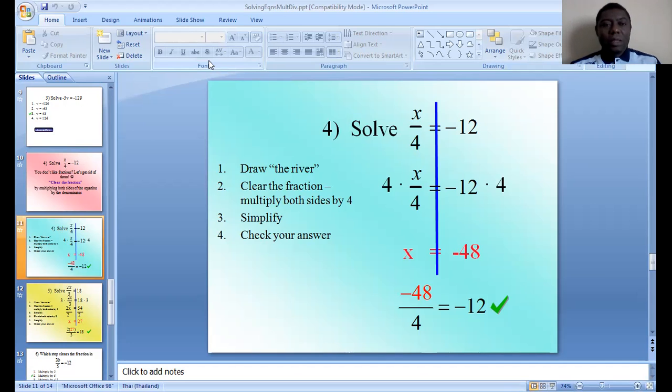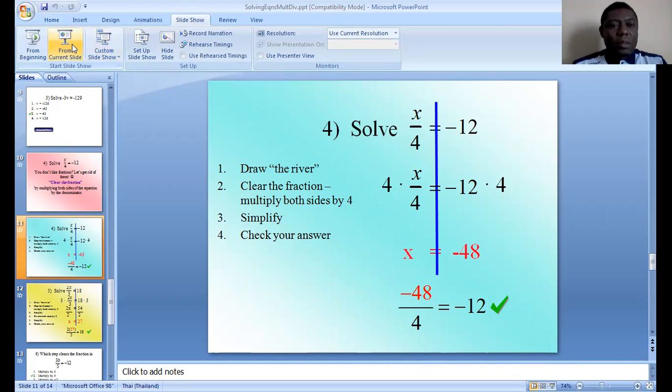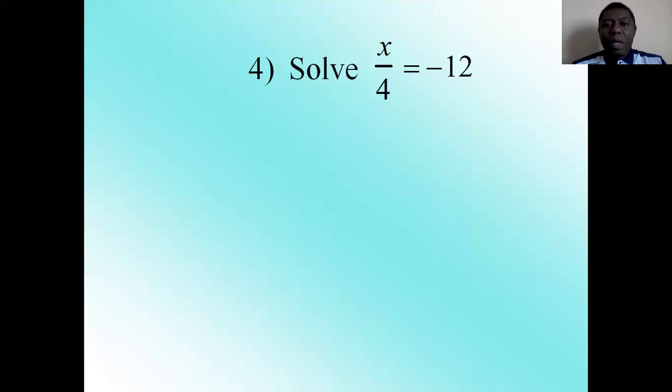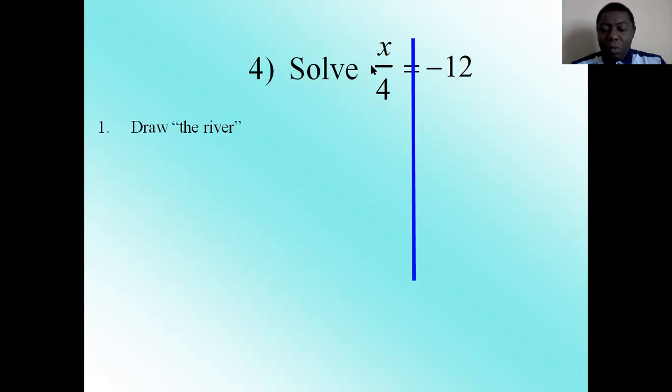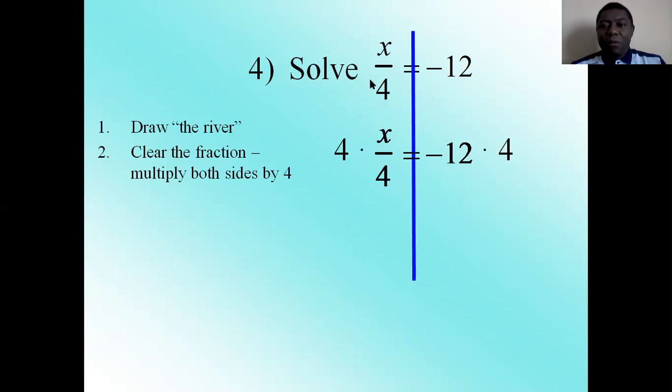Let's just look at the last example on the multiplication and division equations. So we ended here, right? We solved this particular problem, and since this was a division, we had to do the opposite of division, which is multiplication. And remember, whatever we do on one side, we have to do on the other side. So here we had to multiply this equation by 4.